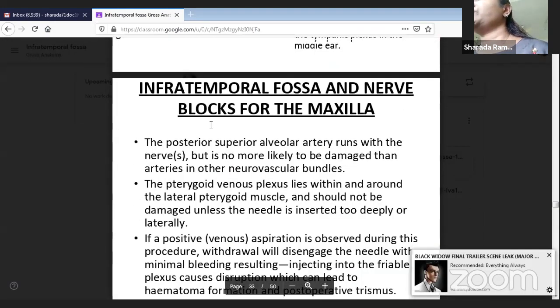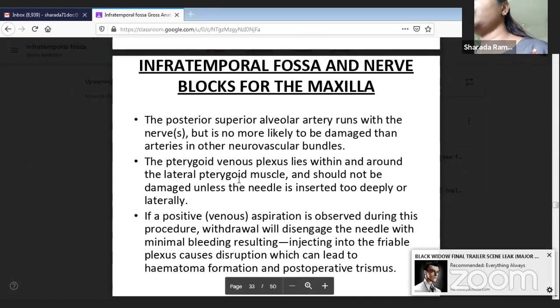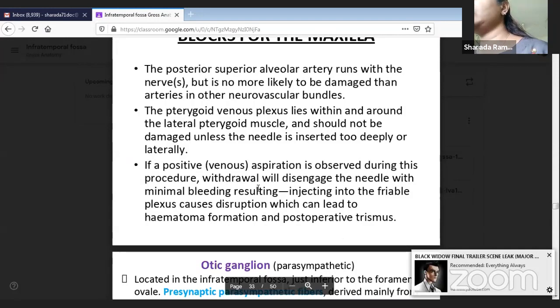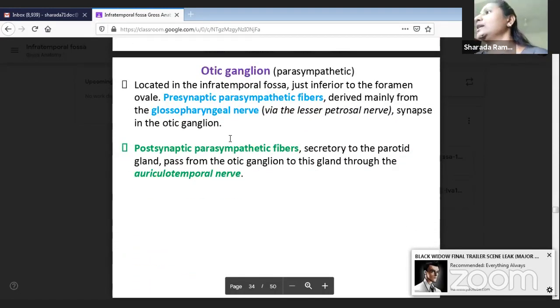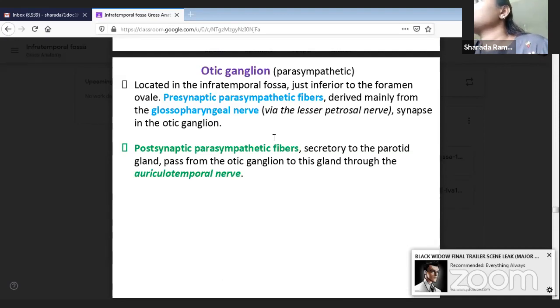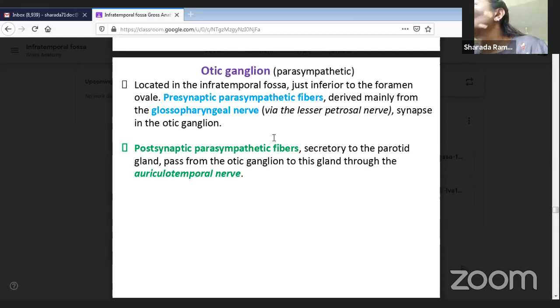So I told about the blocks, and this is the write-up of the blocks. So whatever is there, you're going to write it up. Now coming to the last portion, that is your otic ganglion. Now otic ganglion comes under different headings, is it not? So what happens is, first you have to tell where it is present.